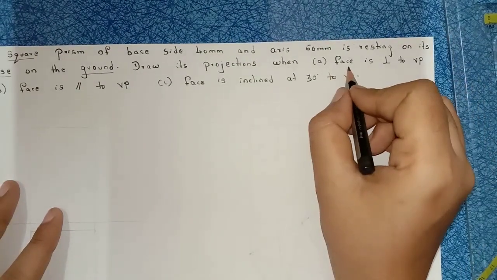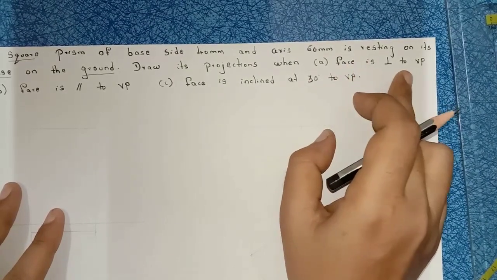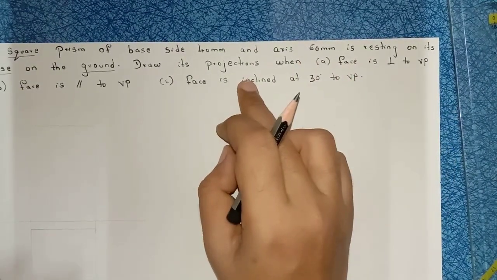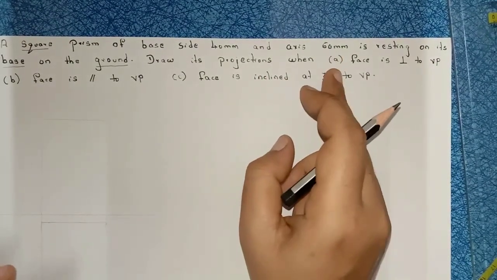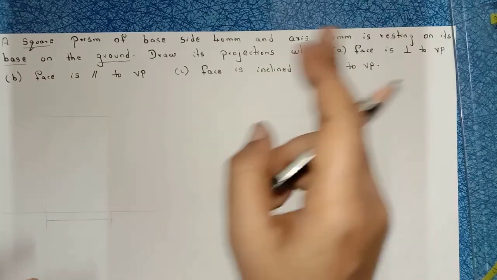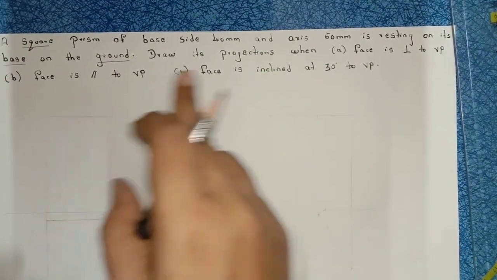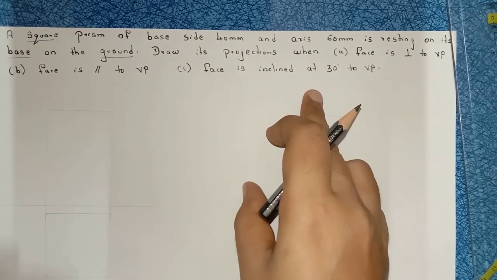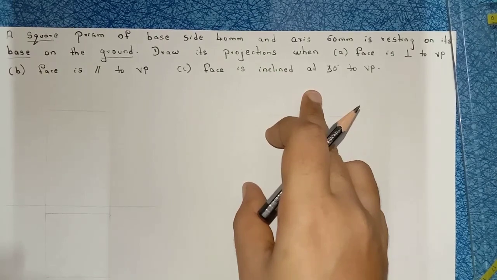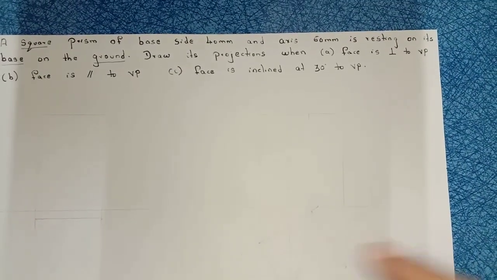So here we have to construct A bit, B bit, C bit. A bit is face is perpendicular to VP. Consider any one of the faces of the square, right? That face should be perpendicular to VP. Consider any one of the faces, that face should be parallel to VP. Consider any one of the faces should be inclined at 30 degrees to VP, right? So let us start doing this problem.